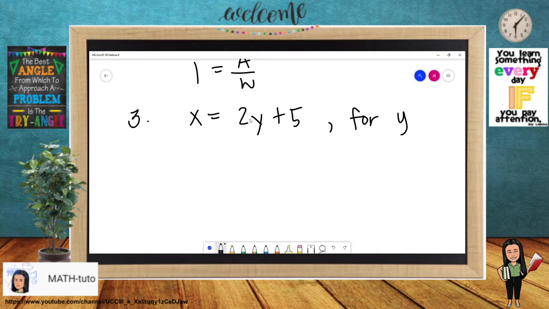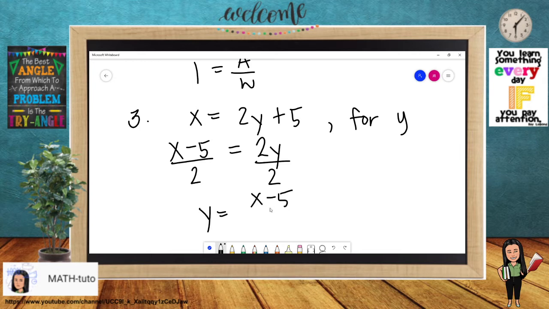We need to isolate y. Since y here is positive, we can just move all the other terms to the left so that it is already positive. So this is x minus 5, by applying the addition property of equality, and that is equal to 2y. Divide both sides by 2. Y is equal to x minus 5 over 2, or we can write it as x over 2 minus 5 over 2.